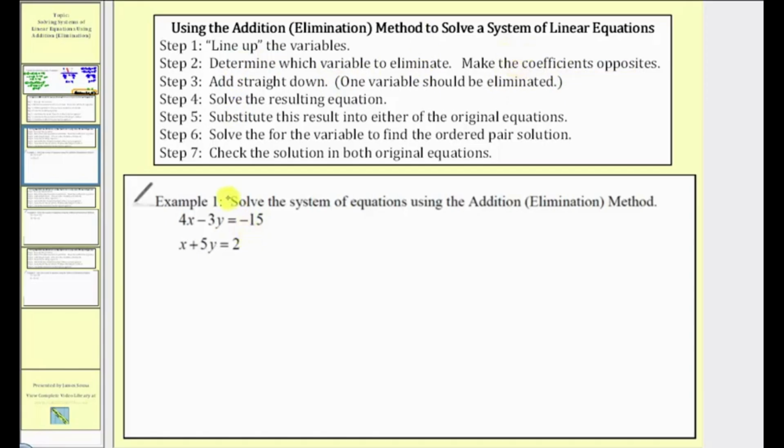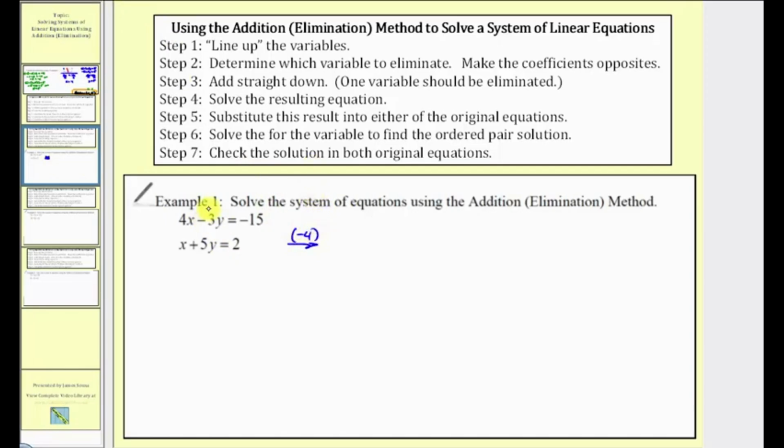So looking at our system, notice how here we have a 4x. So if this was negative 4x, the x terms would be opposites. So if we want this x term to have a coefficient of negative 4, we can do that by multiplying both sides of the second equation by negative 4. So we're going to take this second equation and multiply both sides by negative 4.